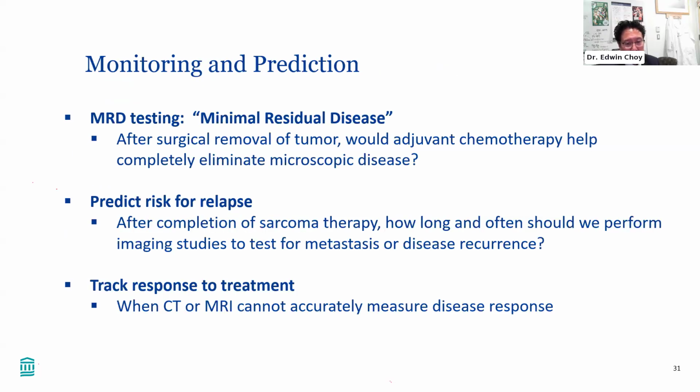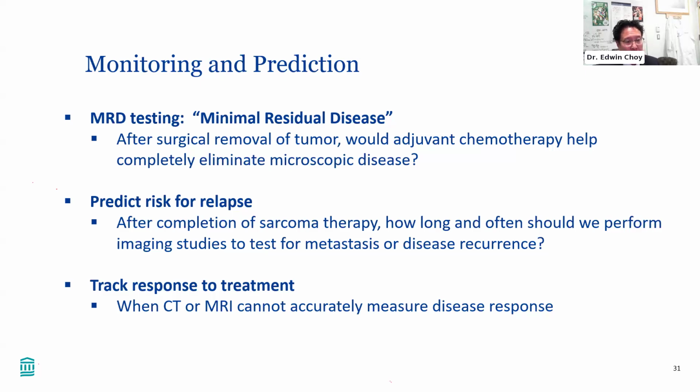For monitoring and predicting, earlier today we talked about minimal residual disease, which we often refer to as MRD testing. After the tumor is removed, when scans don't show any disease, there's a question of whether more treatment or chemotherapy, which we call adjuvant chemotherapy, can be helpful to eliminate microscopic disease. We also want to use ctDNA to predict risk of relapse. As Dr. Loong mentioned, the higher the risk, the higher the benefit of more treatment. If we're offering more treatment in the absence of measurable disease, we really want to focus those treatments on a patient population that has the highest risk of relapse, because those are the people who will benefit most from this type of testing.